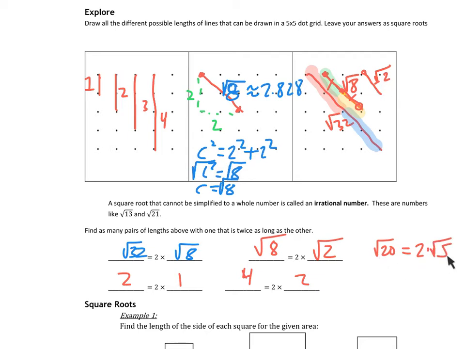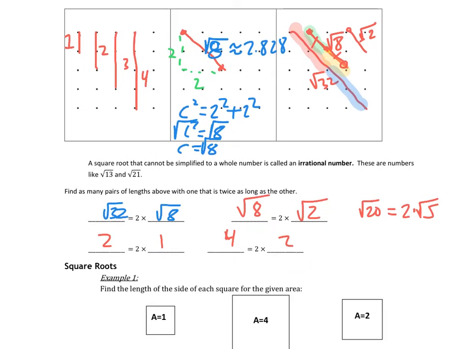Notice the connection here? That 20 is 4 times bigger. That 8 is 4 times bigger. That 32 is 4 times bigger. Okay? Well, where's that 4 coming from? Well, the square root of 4 is the same as 2. So we're seeing that the square root of 4 times the square root of 5 is the square root of 20. Oh, well, that kind of makes sense, right? Now we're going to talk more about this multiplication.